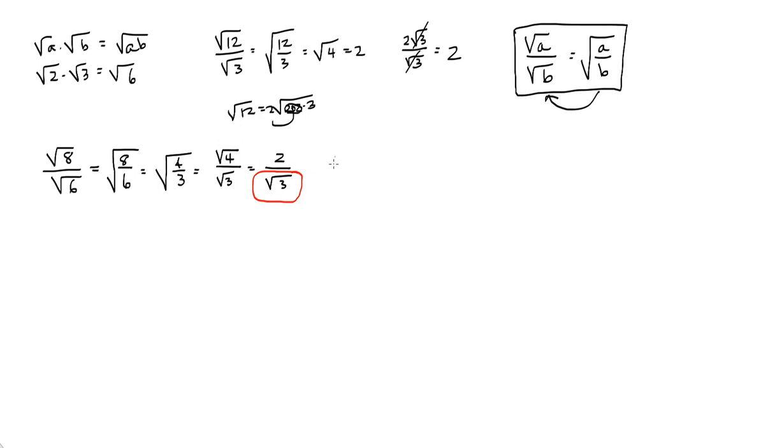So what we have to do is we have to rationalize the denominator. That means we have to turn the denominator into a rational number. Radical 3 is an irrational number. It cannot be written as a fraction. That's what the word rational number means. So here's what we do to rationalize the denominator.